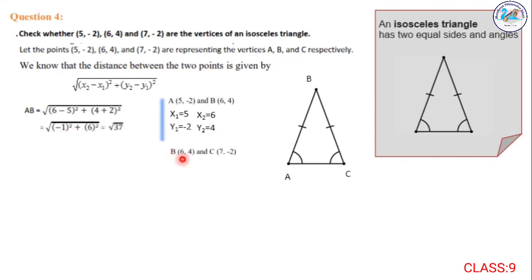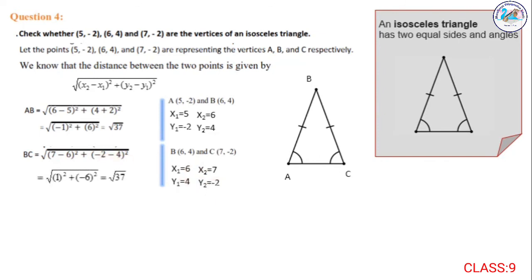Now we calculate BC. B is (6, 4), C is (7, -2). Write x1 is 6, y1 is 4, x2 is 7, y2 is -2. Go for the substitution: (7 minus 6) the whole square plus (-2 minus 4) the whole square. So 7 minus 6 is 1, square is 1, plus -2 minus 4 is -6, square is 36. 36 plus 1, we get 37.